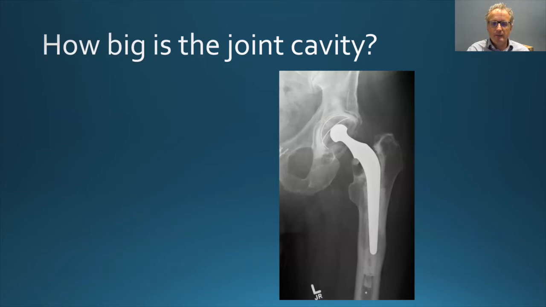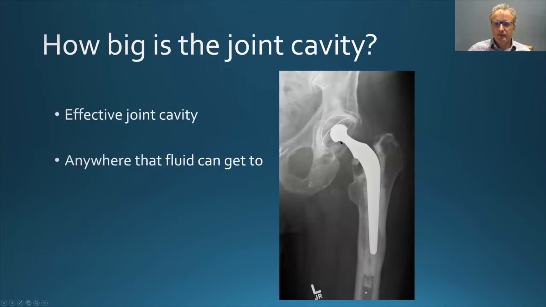Just to remind you, how big is the joint cavity? Is it just this area here? Is it just inside the joint? But we could talk about the effective joint space, and that's all around where fluid can get to, because it's the fluid that brings these wear particles. So the effective joint space is anywhere that fluid can get to, and that's all the way around a cemented hip, and in some cementless hips too.